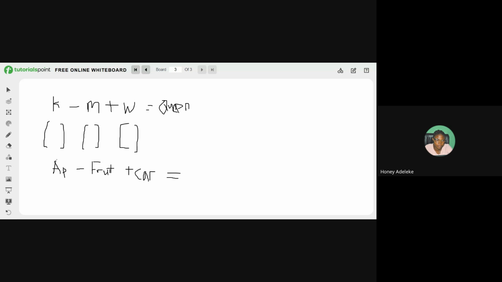What is the relationship between apple and fruit? I think they belong to the same class. They are both fruits. Should we even say they belong to the same class, or that apple is an example of a fruit?